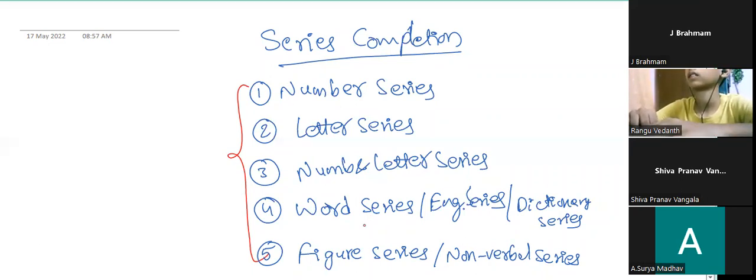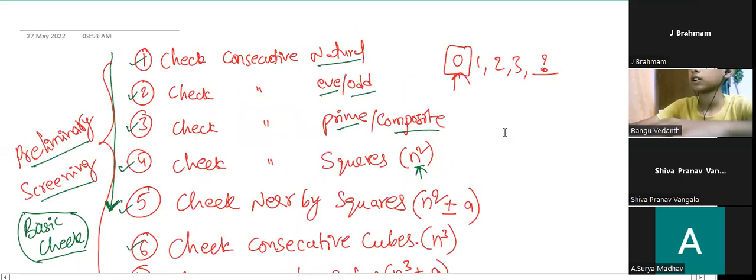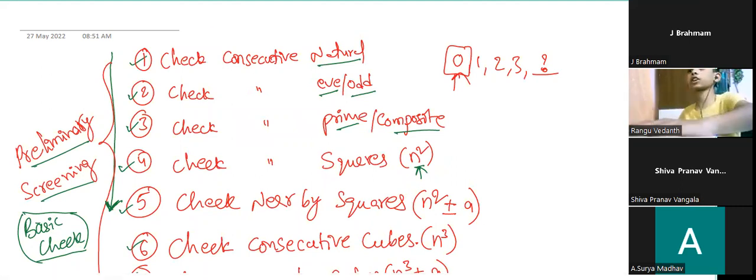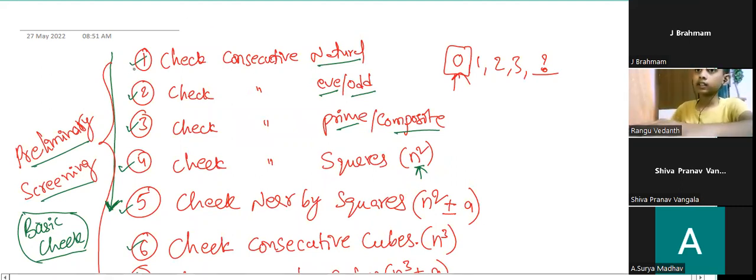or figure series also. So in number series, what are our points? First of all, we should check the cubes. Consecutive natural numbers or not. If not, check the even or odd. If not, prime or composite. If not, perfect squares.